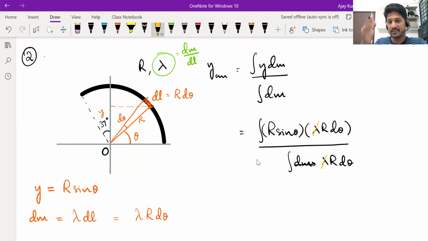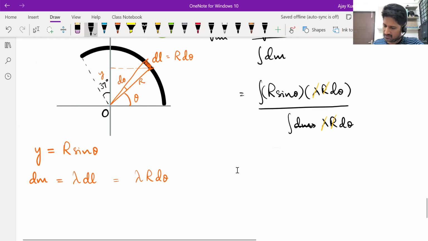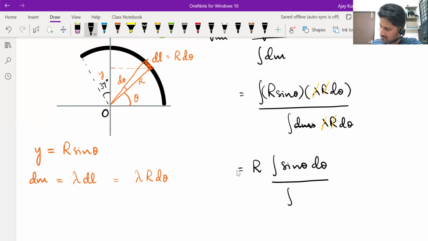And as Vanilla was saying, lambda gets cancelled. It's a constant. Constants can be cancelled before integration itself. No problem. One r also can be cancelled. d theta you should not cancel, okay? Theta is the variable with respect to which you are integrating. That cannot be cancelled. Fine. So r stays outside the integral. In the numerator you have integral sin theta d theta. In the denominator you have simply integral d theta. Integral sin theta d theta we know is minus cos theta.